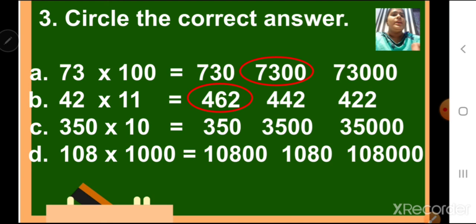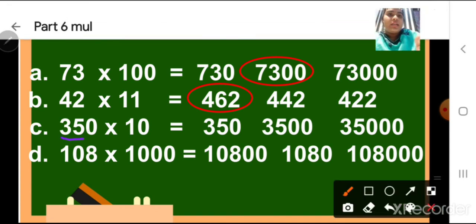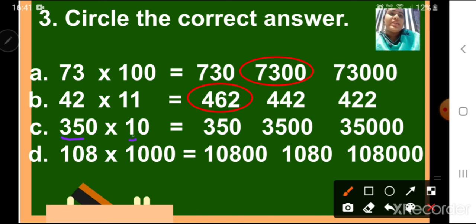Okay. Now C1. C1 is 350 multiplied by 10. Now here you can see the numbers 35 and 1. Correct. 35 ones is 35. I am writing it here down. 35 ones are 35. How many zeros can you see in the multiplicand and multiplier? Two zeros. So you can just note it down, two zeros. So our answer should be 3500. Where is it? Here it is. 3500. Circle it.